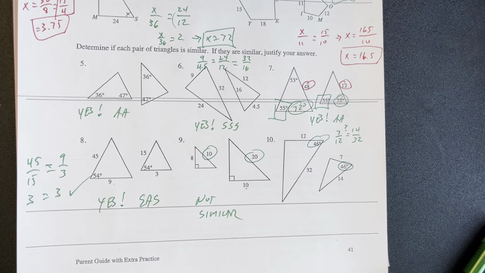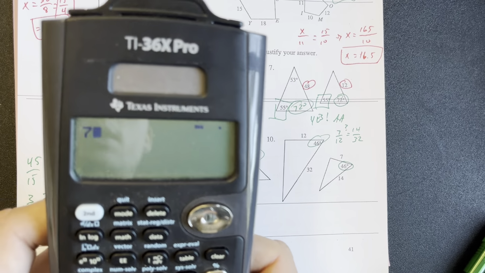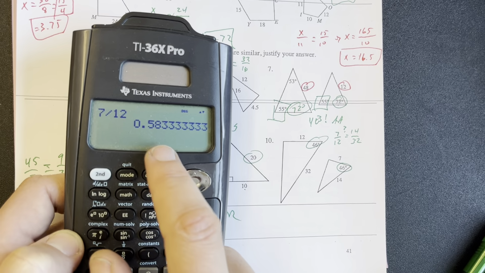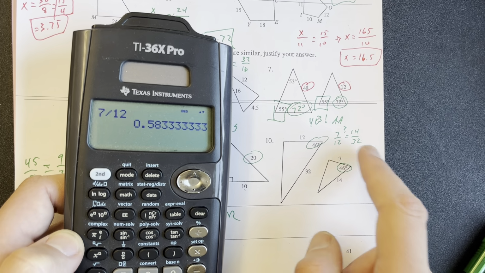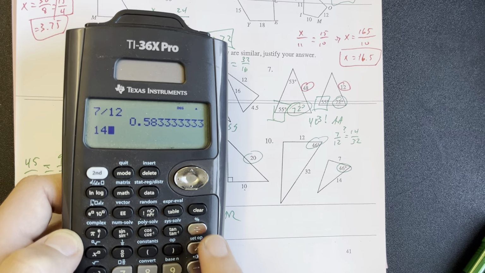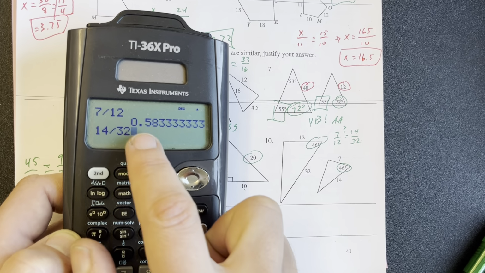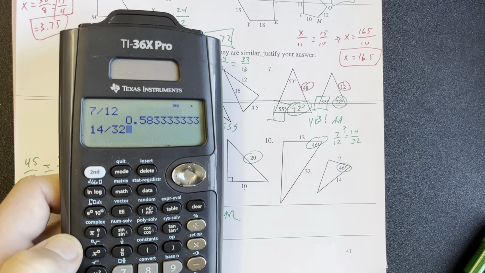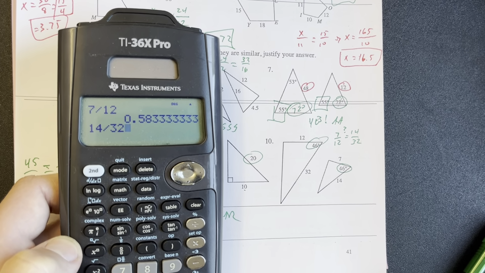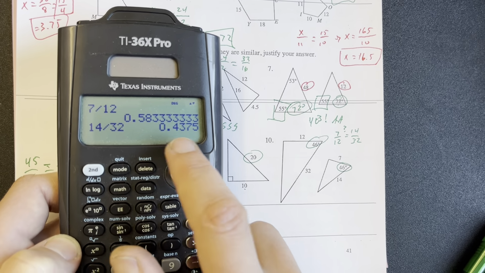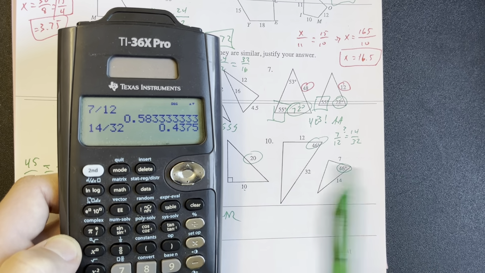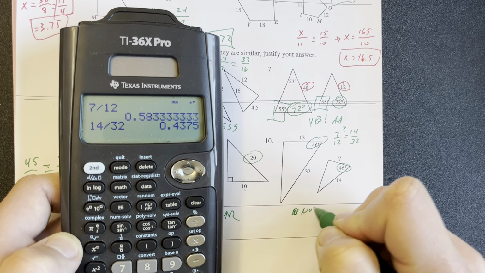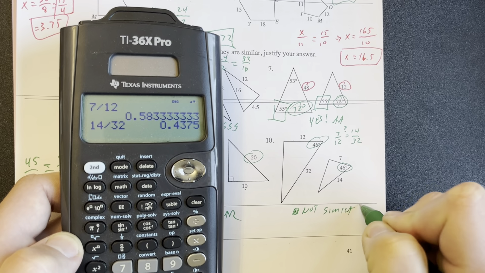So I'm just going to check this using decimal approximations. So I'm going to do 7 over 12. That's 0.58 and 3 repeating. So I'm just going to remember that. 5, 8, 3, 3, 3, 3, 3. Now I'm going to do 14 divided by 32. And if I get the same response, the 0.58333, then we're good. They have the same ratio. If I get anything different, then these are not similar. Okay, these are not similar because 0.4375 is not the same as 0.58333333. So we'd say not similar.